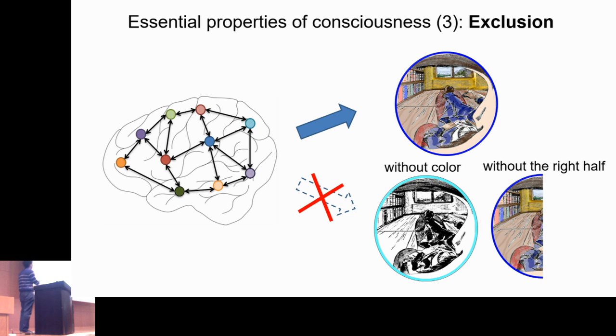But that means this brain can generate, for example, this without color, potentially, right? In terms of the ability, right? If this can generate this, it can of course generate the same experience with less content, for example, without color, or without the left half. But somehow, these potential experiences are excluded in this world. And only this seems to exist. That's the meaning of exclusion.